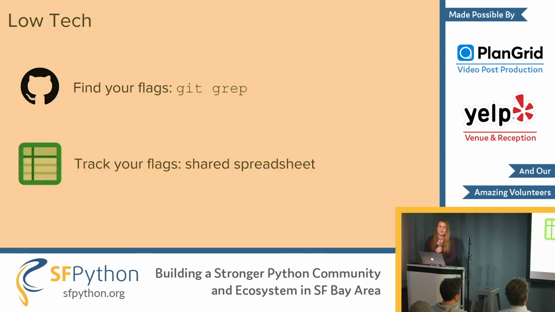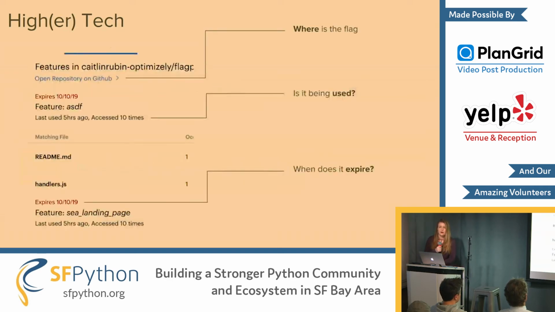So there's a pretty low-tech, low-budget tech stack for this, and that is just find your flags, look for them, search. And then also just track your flags in a shared spreadsheet, track the history. You can have a whiteboard. It's basically a pretty easy way to do all of this stuff. If you are implementing this yourself or you're looking for a solution, this is just something like I built.